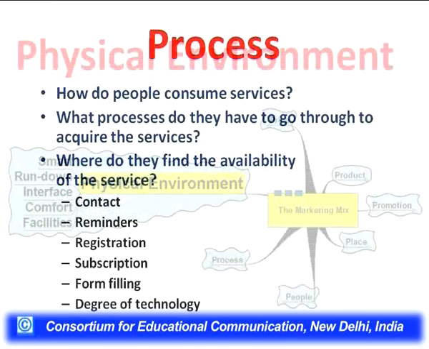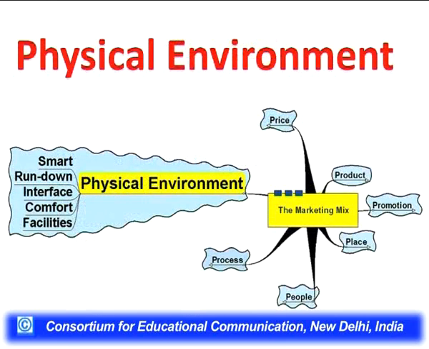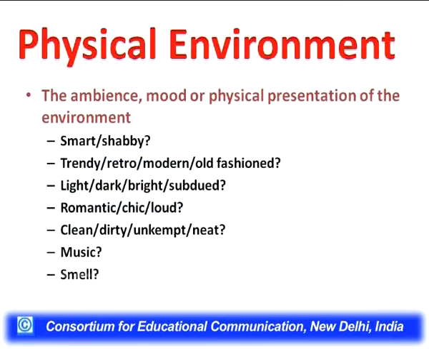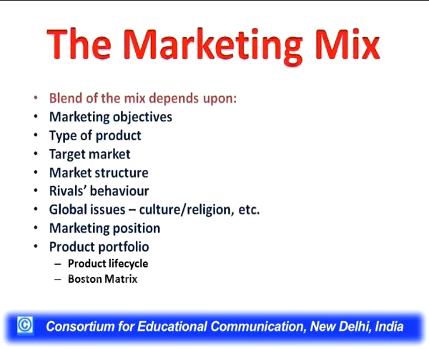So we have discussed the different P's which were part of the 7 P's. Physical environment. The last one is the physical environment: smart, rundown interface, comfort and facilities. This covers the physical environment, the ambience, the mood of physical presentation of the environment. So this covered the marketing mix also.